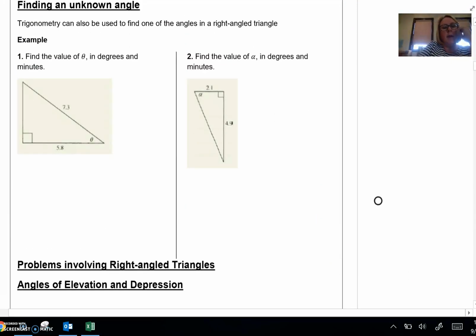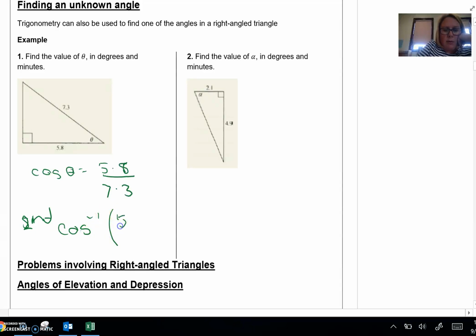Okay, when I want to find an angle, I've still got to figure out what ratio. This one's cos, so cos theta is 5.8 on 7.3. I go inverse, or second function, cos, and it will bring up the -1, and I go 5.8 divided by 7.3, and it will give me an angle. I'll do another one.